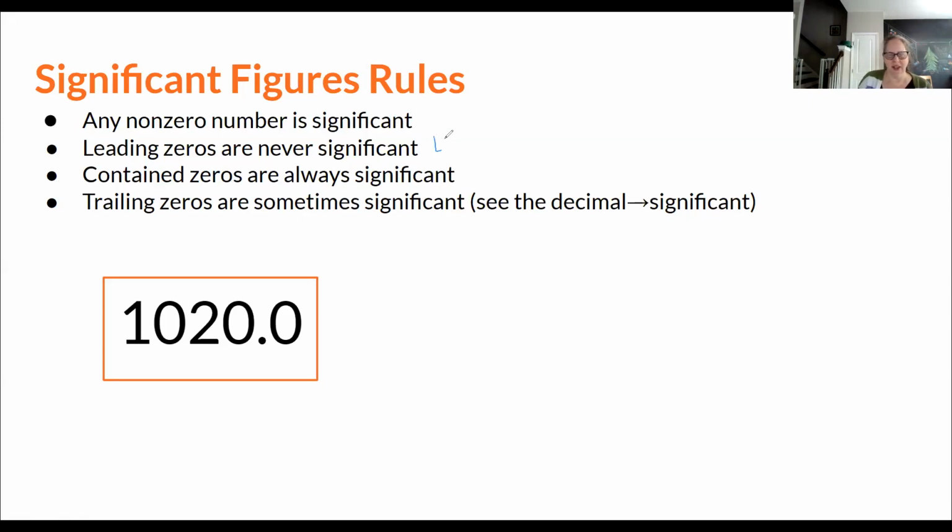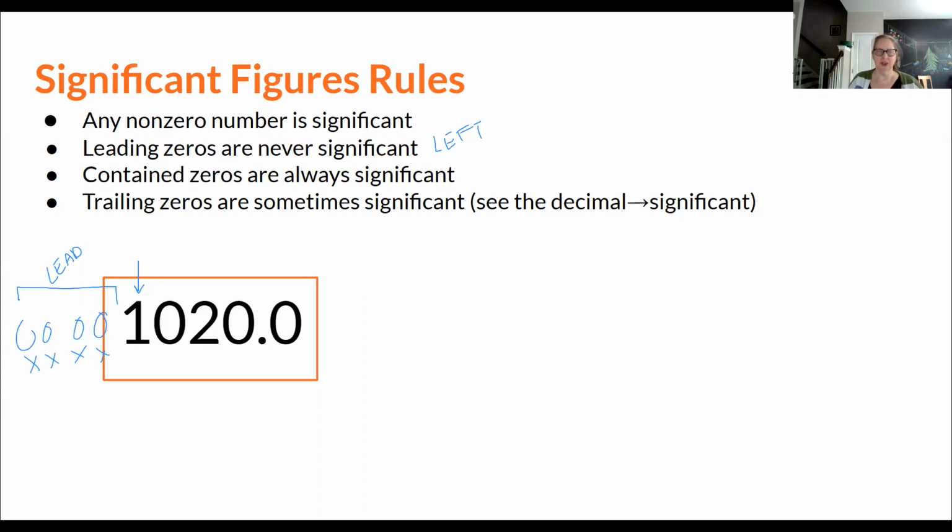Leading has an L in it for a left side. That means to the left of the first non-zero. So my first non-zero is here. So if I had any zeros over on this side, those guys would be leading. Leading are never significant, right? And so one of the reasons why, as you can see here, it's not needed. There are other cases where it's needed as a placeholder, but they are still not significant. So it doesn't matter if there's a decimal involved or not.